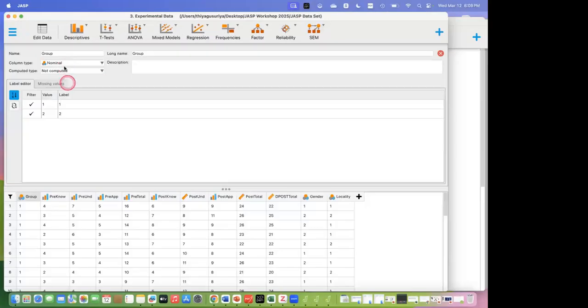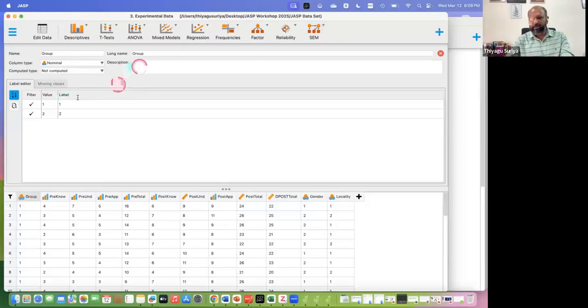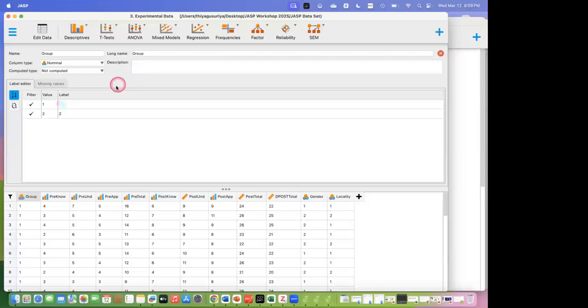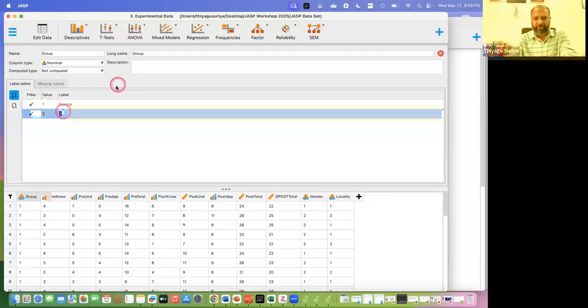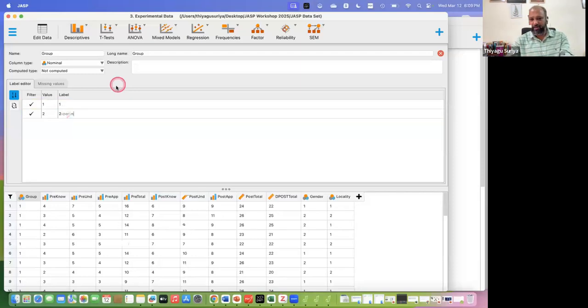Is it a nominal or ordinal? Nominal, sir. Right. Then label. Here, 1 for control. Enter. 2 for experimental. Yes, enter.